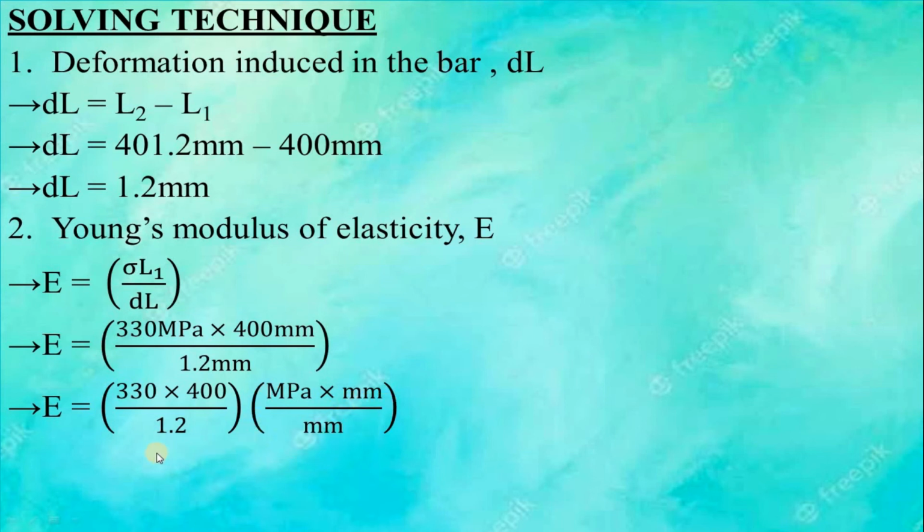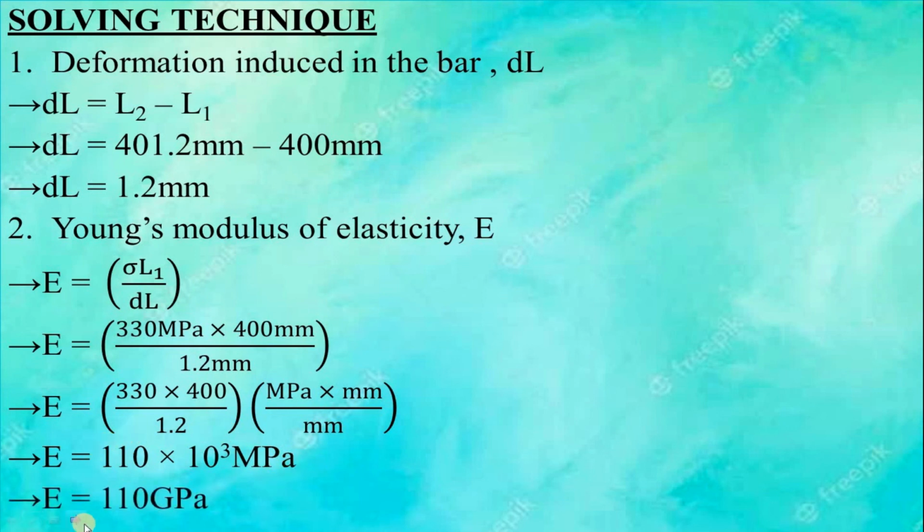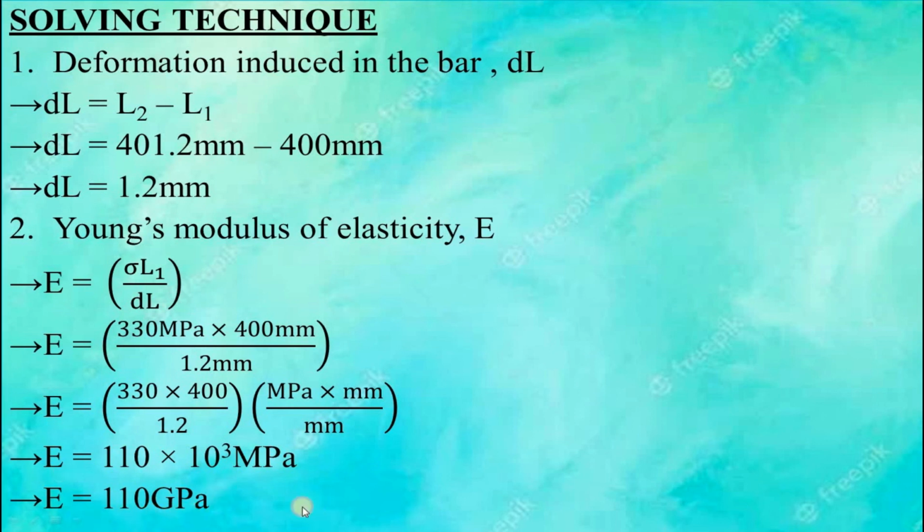So the next step will be E is equal to 110 into 10 power 3 megapascal. We know that 10 power 3 megapascal is gigapascal. Therefore, I am going to rewrite this as 110 gigapascal. So E is equal to 110 gigapascal, which means the Young's modulus of the bar is 110 gigapascal. So friends, we have found the answer for this question.